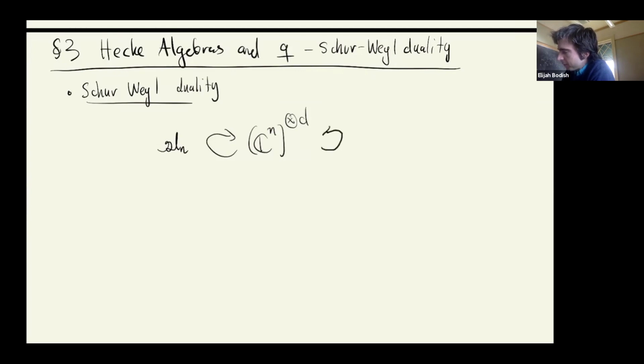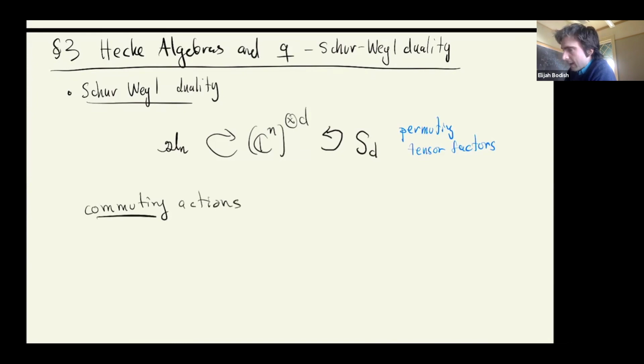And I also have the action of the symmetric group on D letters, and this action is permuting tensor factors. And these two actions commute, and one way of seeing that is the fact that delta equals delta op for just the classical enveloping algebra of SLN.